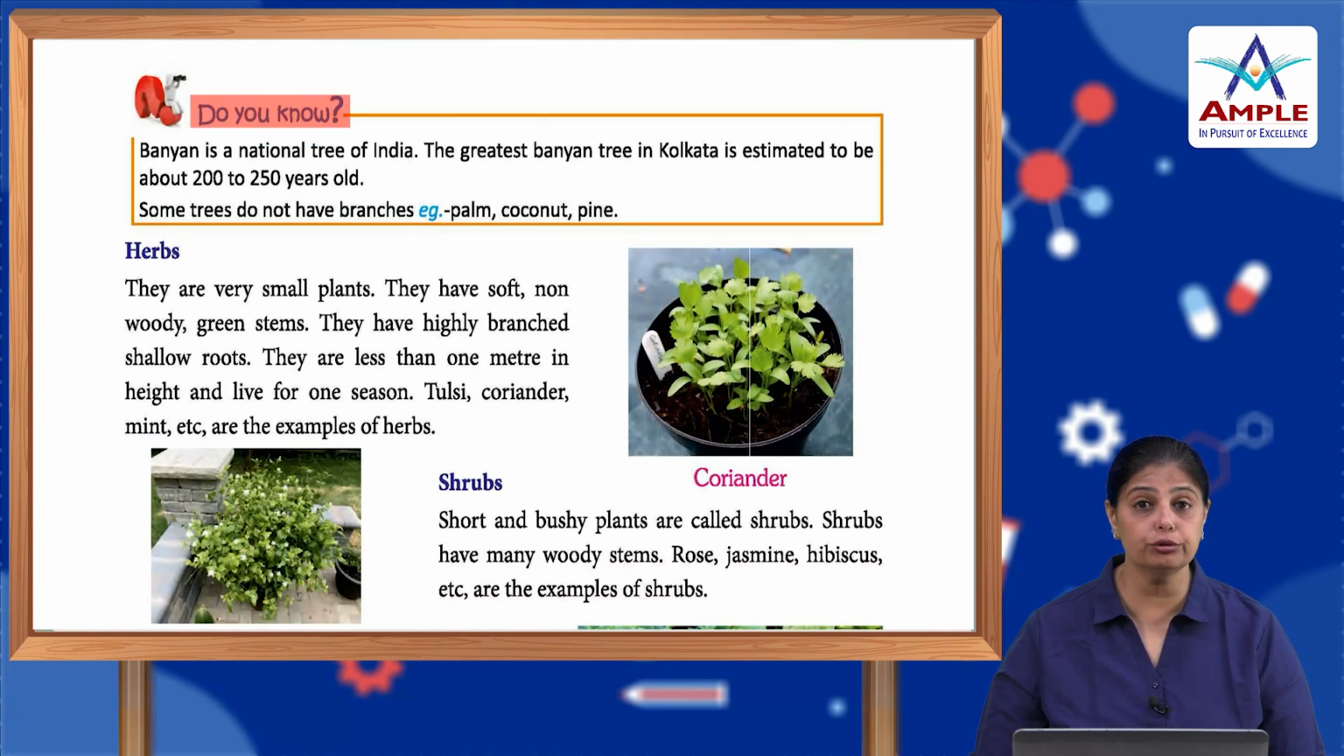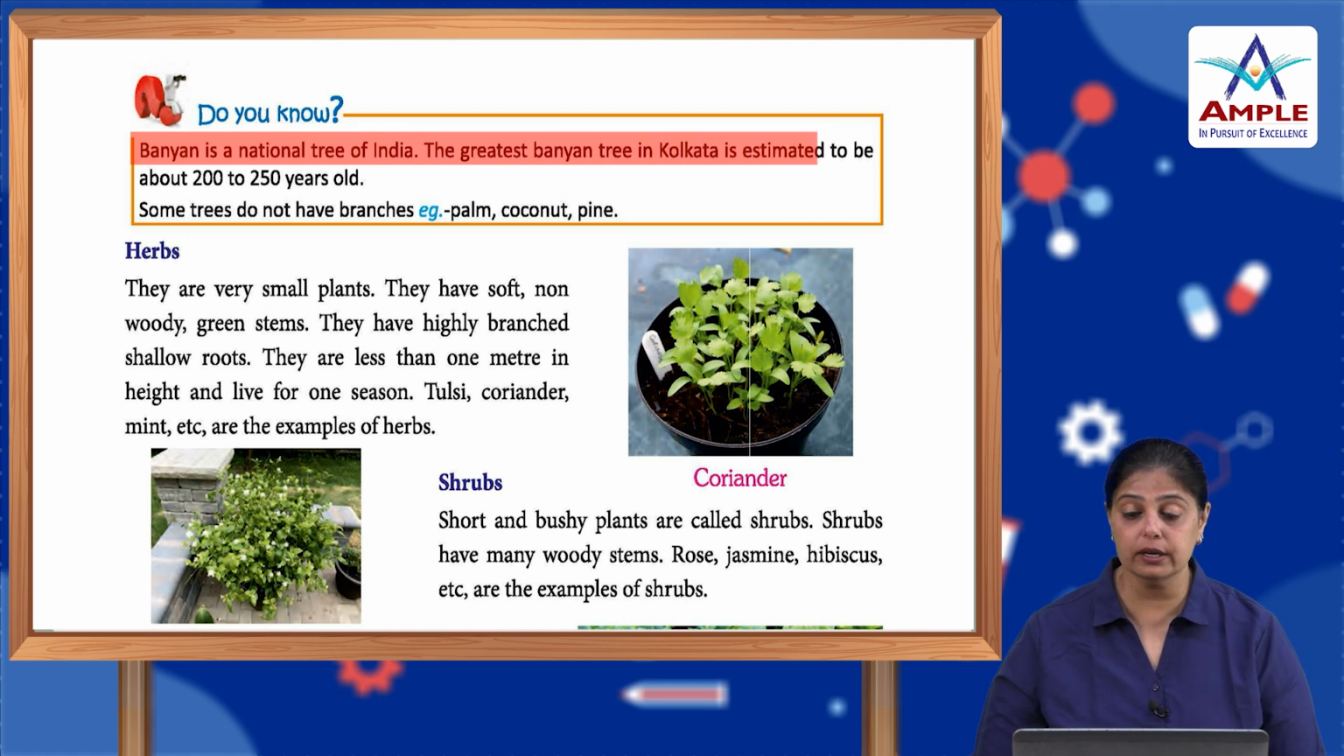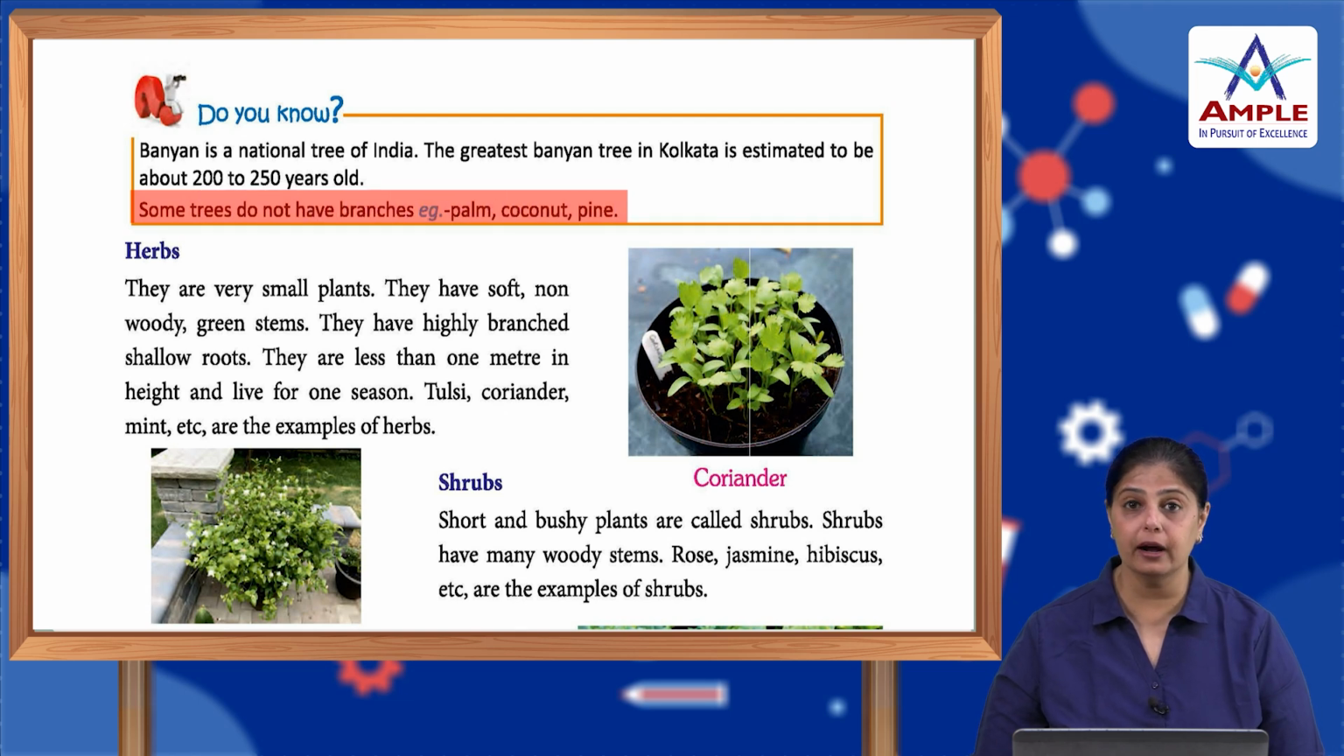So, children, do you know the banyan tree? It is the national tree of India. The greatest banyan tree in Kolkata is estimated to be around 200 to 250 years old. Some trees do not have branches. Examples are palm, coconut, pine. They do not have branches.